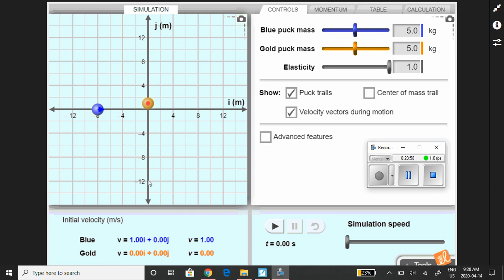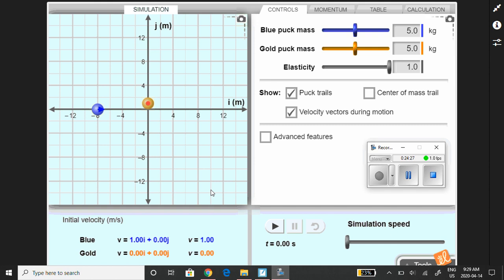And we notice that the gold marble, I guess they call it, has no velocity, all right? Nothing. The blue one here has some velocity, but it's all i hat or x hat, nothing in the y. So the total momentum before the collision comes all from the blue ball, and it's all in the x direction.